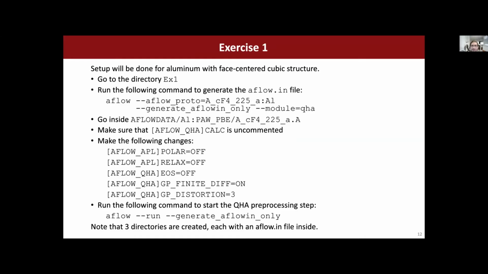So in this example, we will not do any calculations further, but when you will do, let's say, real calculation, you will need to go to each subdirectory and do a separate DFT run using VASP. Or you can do an aflow --multi command in a parent directory, which will do it automatically for you.